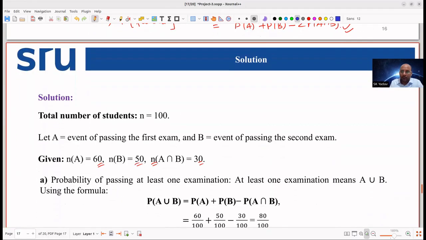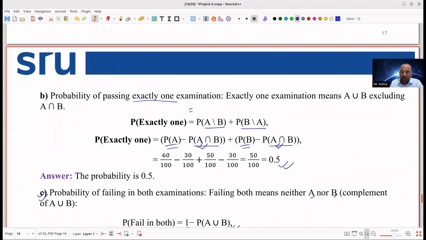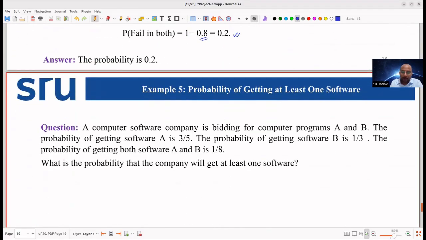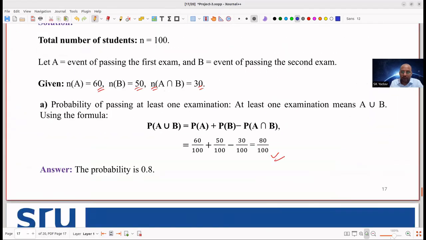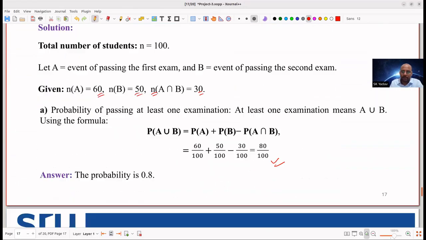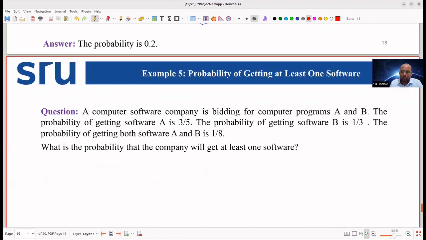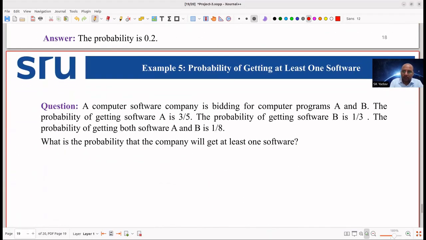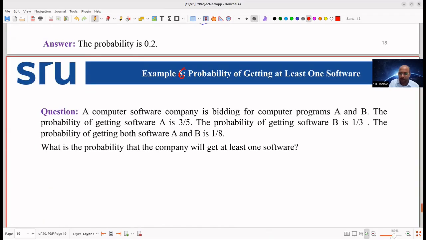Now you can try one more problem, and this is the sixth one. Yes, this is the fifth example here. Now here you can check out the sixth one, and it is again based on the addition rule. A computer software company is bidding. Okay, this is the same problem as I completed.